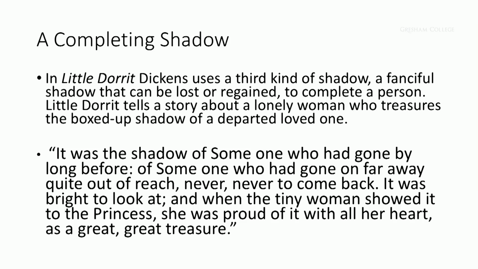The third kind of shadow is a shadow that is detachable. Now, those first 2 shadows are the ordinary kinds of shadows we see in everyday life. But here now we're dealing with shadows that can be found only in art, these last 2 shadows. In Little Dorrit, Dickens uses a third kind of shadow, a fanciful shadow that can be lost or regained to complete a person. Little Dorrit tells the story of this young woman who has a particular shadow that she keeps. It's a shadow of a loved one who has gone away. And so she holds the shadow and keeps it by her and treasures it.